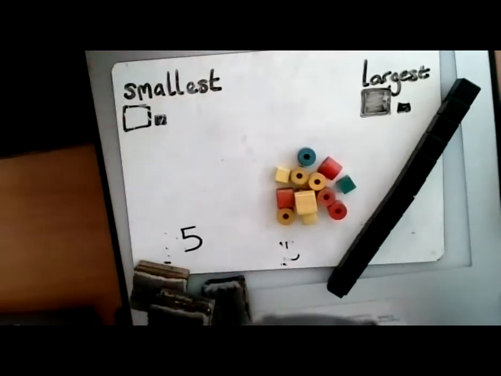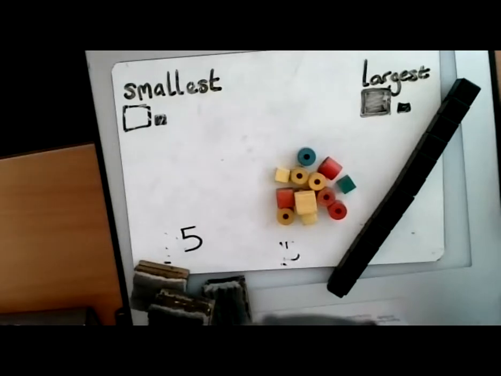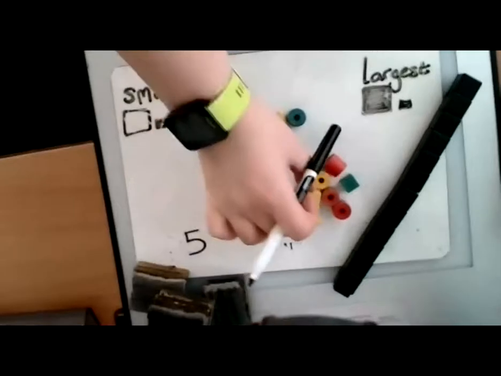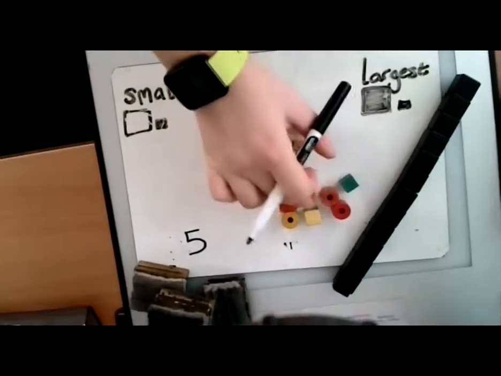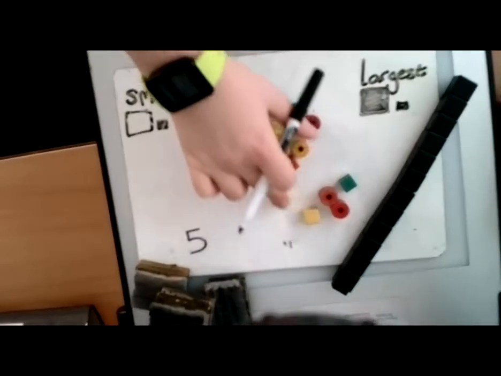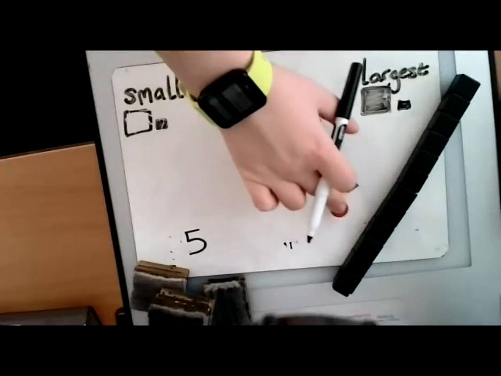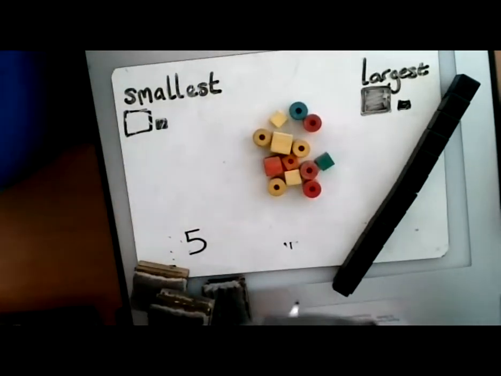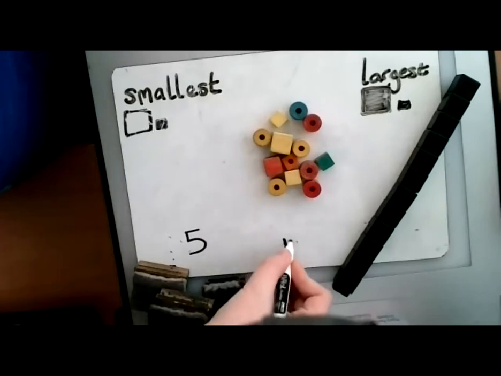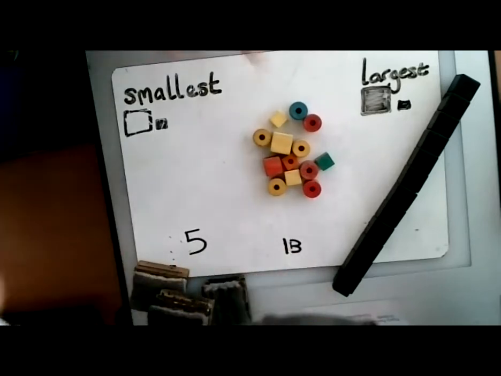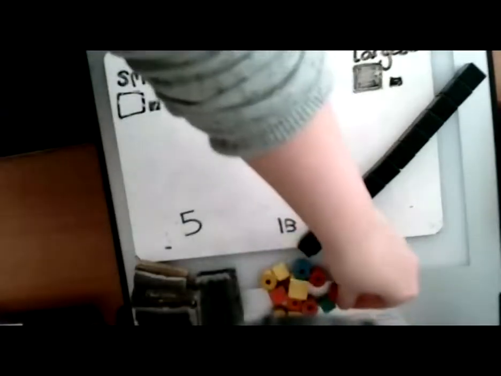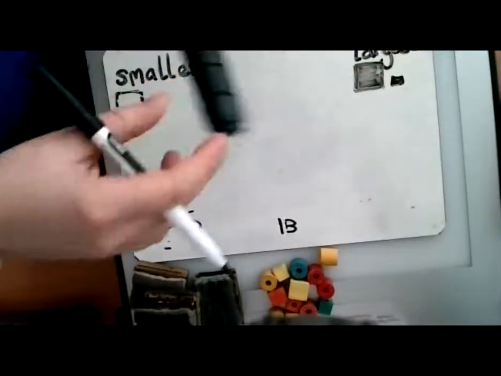Okay, now I'm going to count my beads. How many beads do I have? Let's have a look. I've got 1, 2, 3, 4, 5, 6, 7, 8, 9, 10, 11, 12, 13. To write 13, I'm going to write that 13 has 1 ten and 3 ones. So there's 13 beads because it has 1 ten and 3 ones. I'm just going to pop those down there.